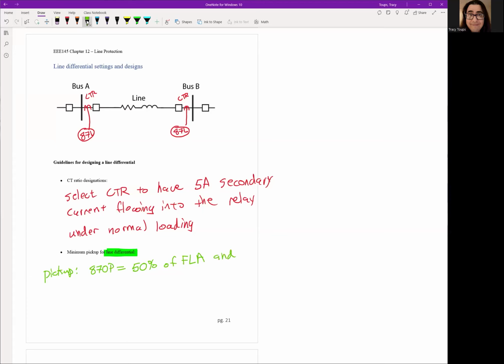And make sure it's higher than the line charging current. Whenever a transmission line is dead and you're re-energizing it, there's going to be inrush of current just to energize the line. You need to make sure your differential pickup is above that. Otherwise, it's going to trip immediately when you try to energize your line. So just remember, 50% of full load amps, higher than your line charging current. That should be more than enough for the differential relay to operate for any type of fault you'll see.